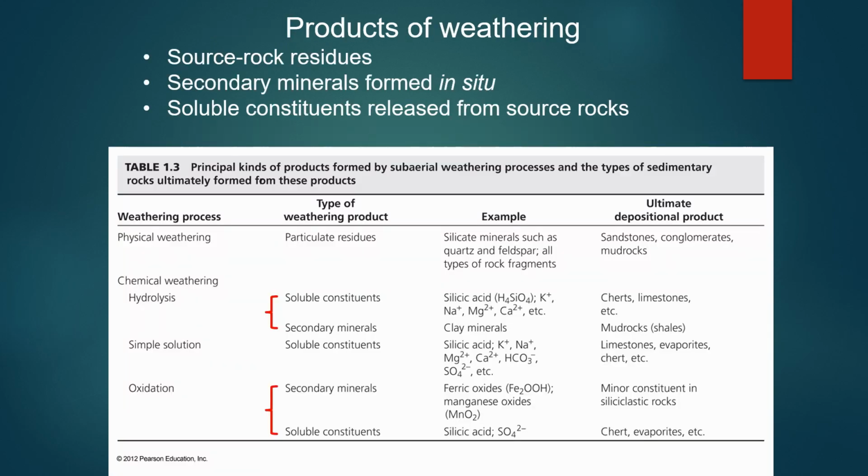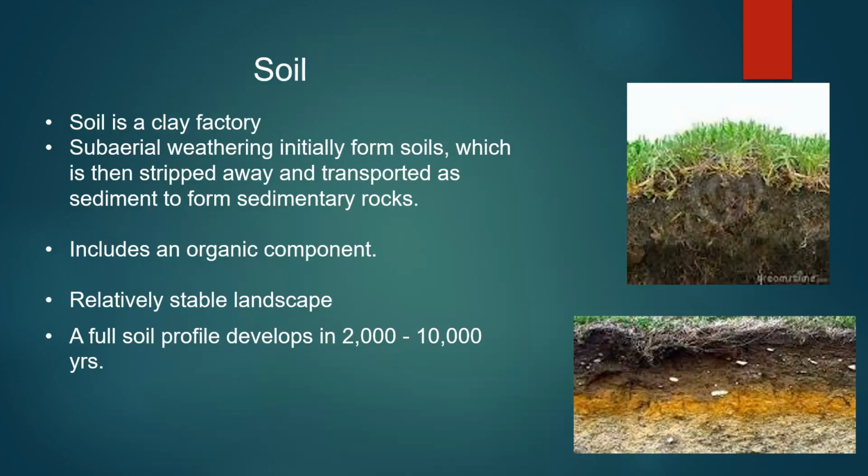The products of weathering include fragments of parent rocks, secondary minerals that formed during chemical weathering, and the soluble ions that are released from the parent rocks during weathering. So there are three types of products from weathering of rocks: fragments of the parent rocks, secondary minerals formed from chemical weathering, and soluble ions that are dissolved in the solutions.